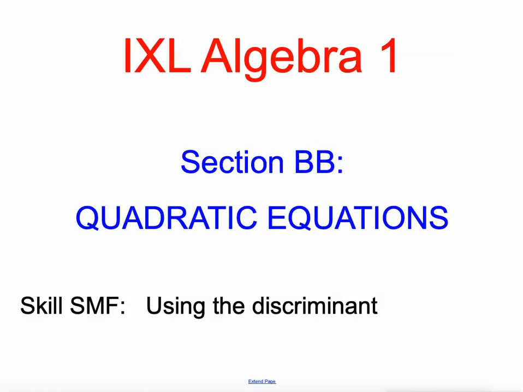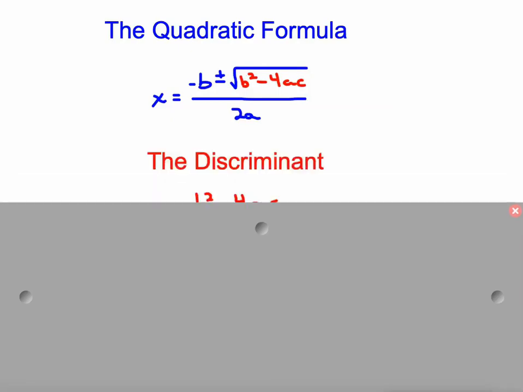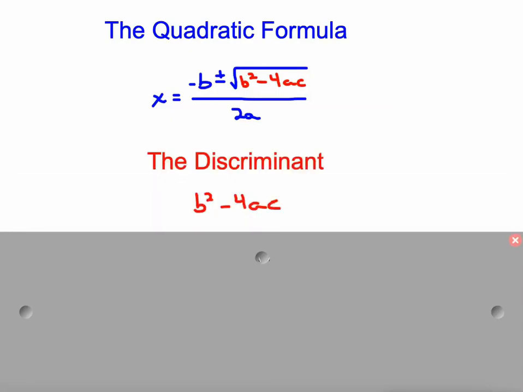Section double B is quadratic equations. Today we're using the discriminant. So in my last video, we introduced the quadratic formula right here. That's the quadratic formula. And we showed how to obtain that and how to use it. And today we're going to focus on that piece in red right there, that b squared minus 4ac. That's known as the discriminant.